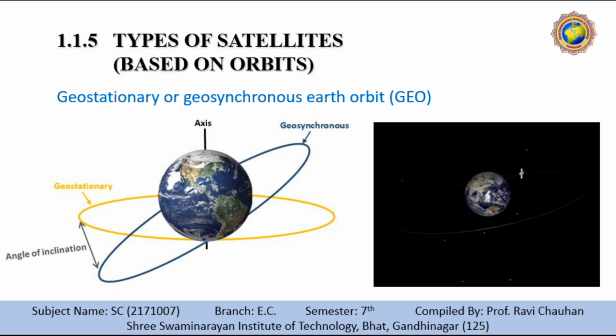These satellites are used for TV and radio broadcast, weather forecast, and also operate as the backbone of the telephone networks. So they have many advantages, but as you know, there are also some disadvantages of this GEO orbit.